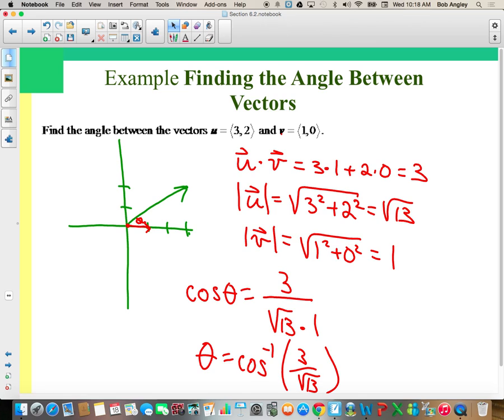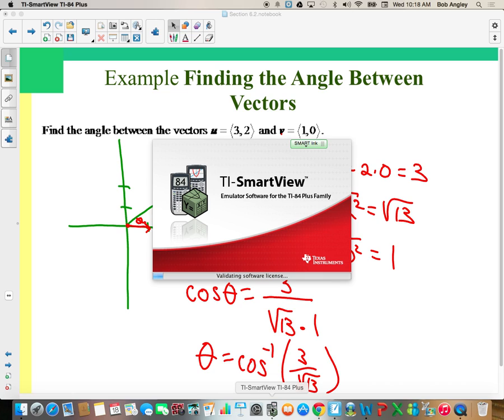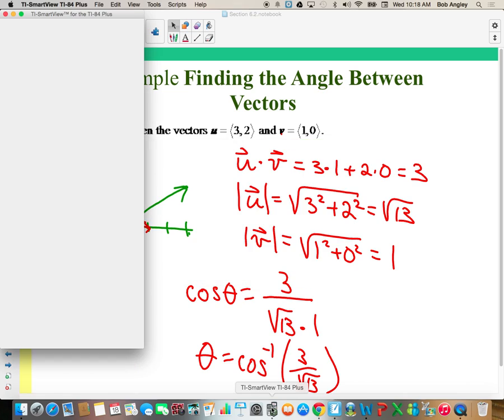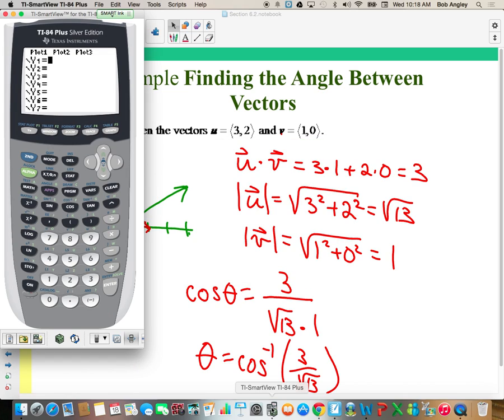All right, would you take your calculator out? We need to talk about how we're going to get the calculator to do this. In your calculator, you need to go to mode, and make sure that you're in degree mode here because we will want the angle between the vectors to be in degrees. Then once you've done that, we will just go second cosine and then 3 divided by the square root of 13.